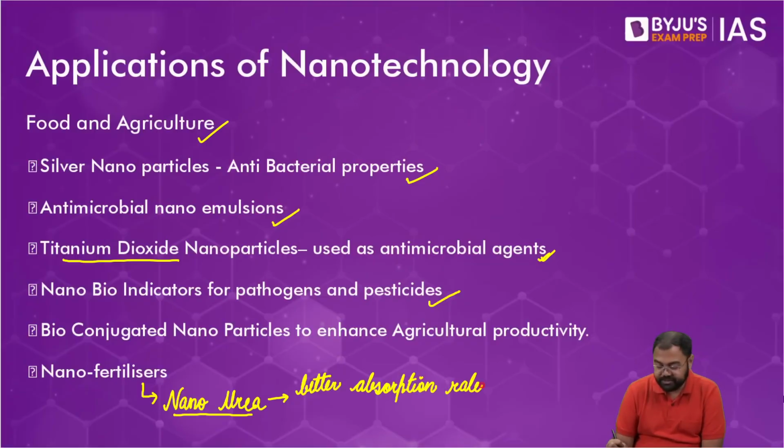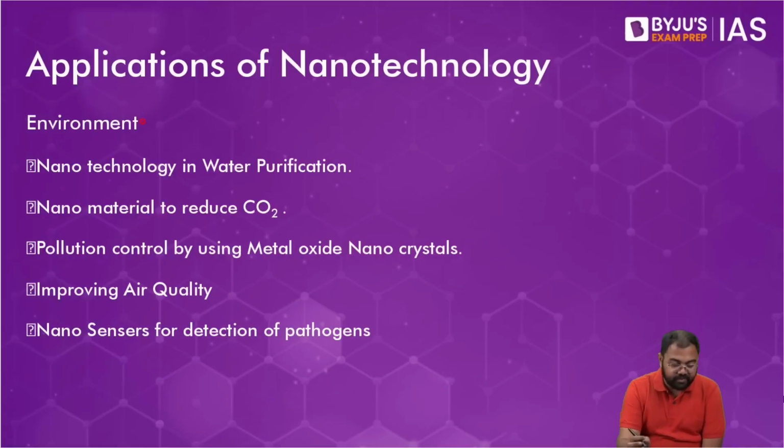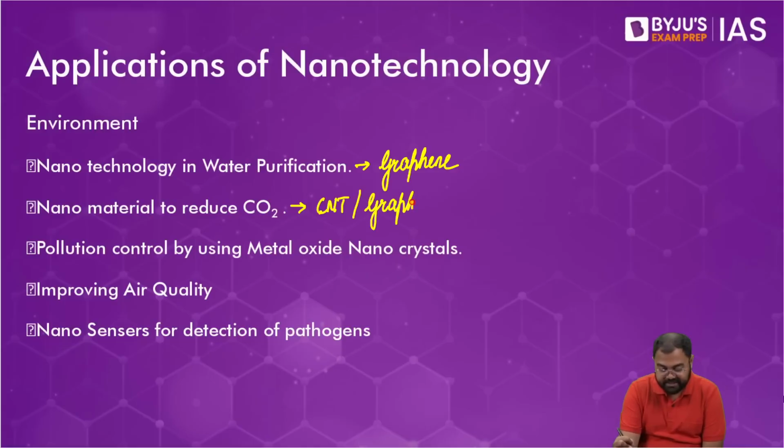Better absorption rate. So that's why its efficiency as a fertilizer is better as compared to the normal fertilizers that we have been using. So there also we see that it actually can become very, very useful. Then in the environment for water purification, we largely can use graphene here. In making nanomaterials to reduce carbon dioxide, we can use carbon nanotubes or graphene. Both can be used in these cases.